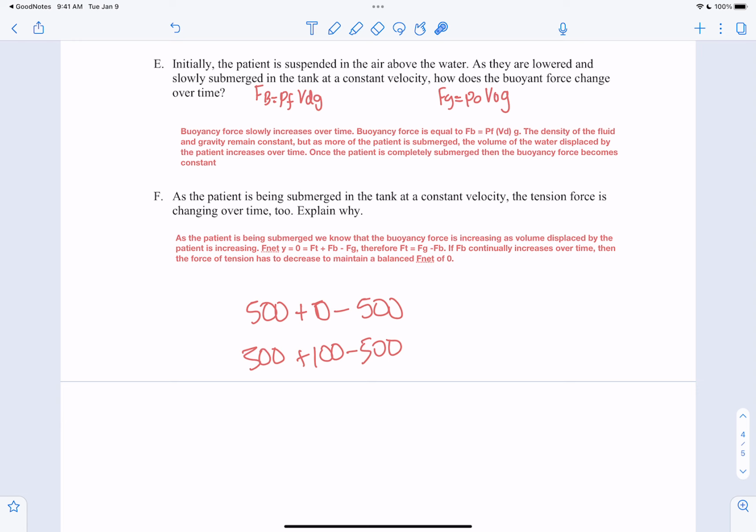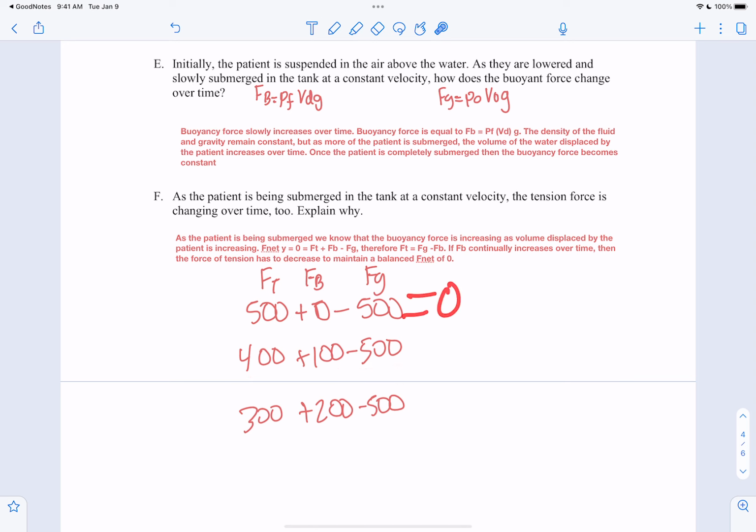We want the F net force to be 0. We want the patient to remain at rest. So we have to start decreasing this tension force, right? Because this is tension, this is buoyancy force, and this is gravity. Gravity stays the same because the patient weighs the same. If we increase the buoyancy force from 0 to 100, and then to 200 now, minus 500, then we have to decrease the tension force even further, to 300, in order to still cancel out. Because then we have 400 plus 100, that's 500, minus 500 is 0. 300 plus 200 minus 500 is 0.